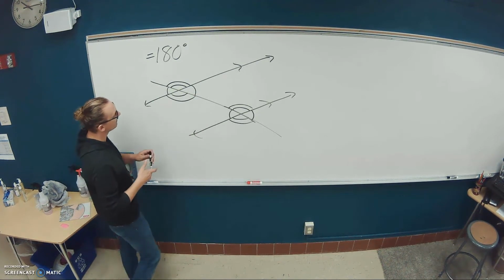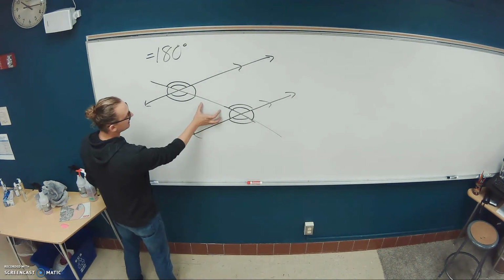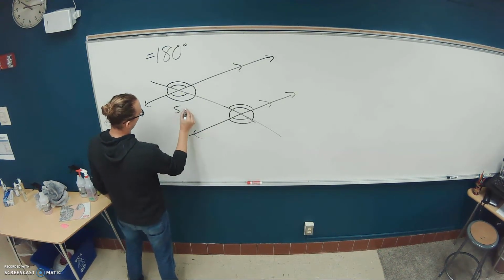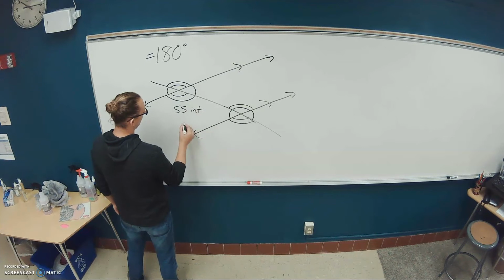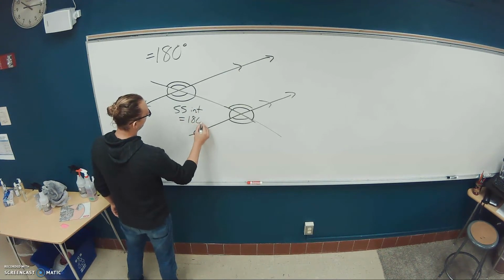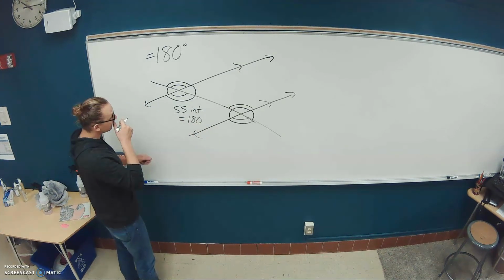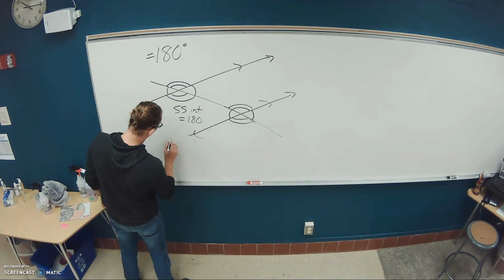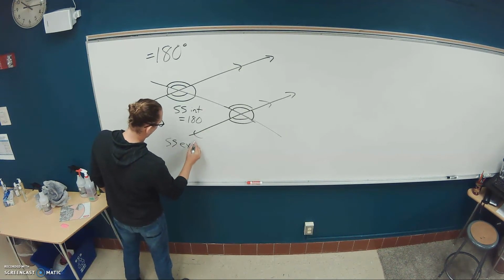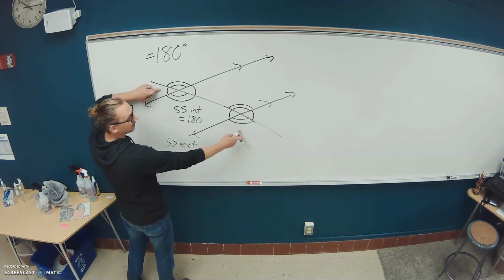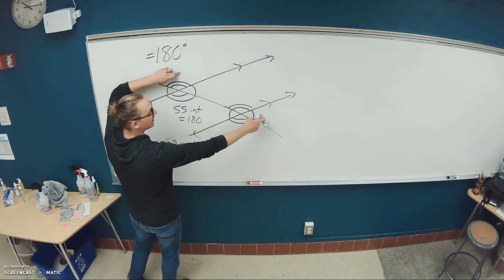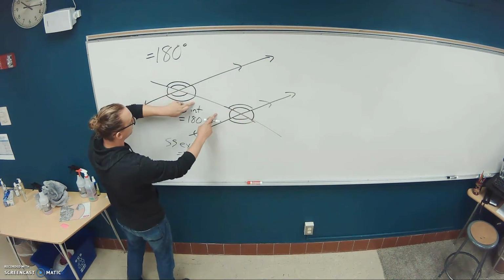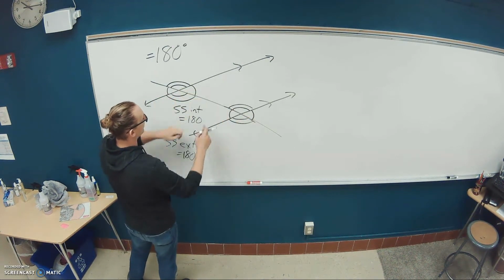So what we see then is that same side interior, SS interior angles, equal 180 degrees. We also see that same side exterior angles equal 180 degrees. So this angle and this angle, or this angle and this angle. These two angles are supplementary, as are these two angles.